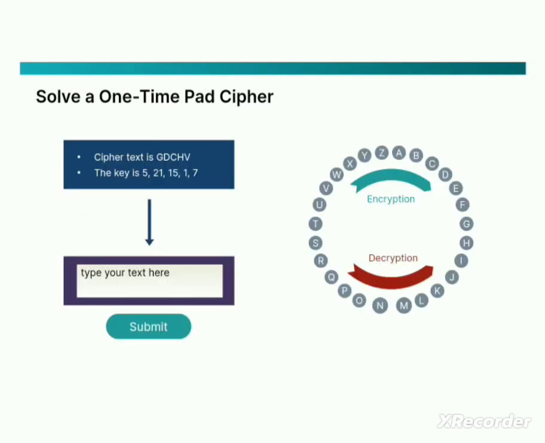Apply your knowledge and solve a one-time pad cipher. Use a pad of paper or the alphabet on the screen to help you solve this cipher. The ciphertext is GDCHV. The key is 5, 21, 15, 1, 7.